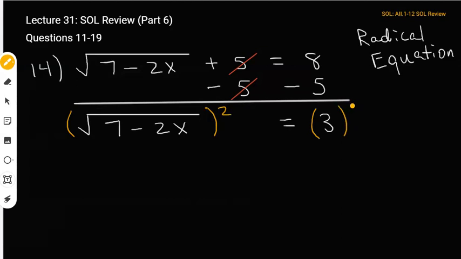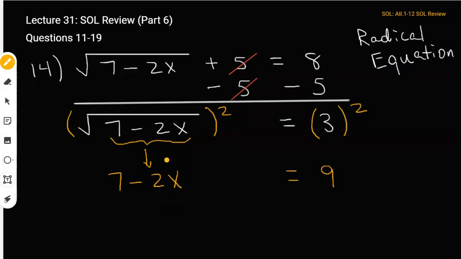Squaring, right? Now what that's going to do is whatever's inside the radical symbol is just going to come out. So I get 7 minus 2x. And then on the other side, I have 3 squared. That's going to be 3 times 3, 9.